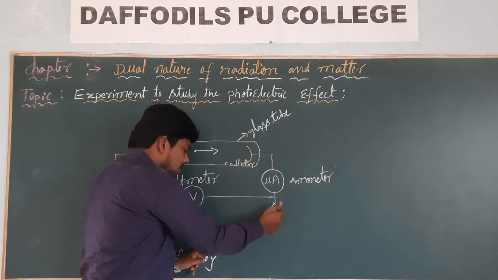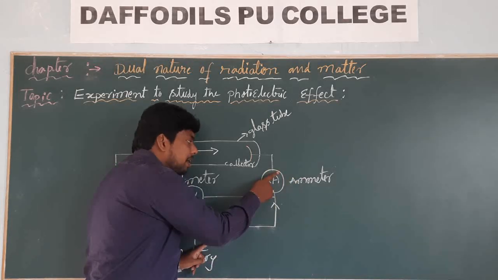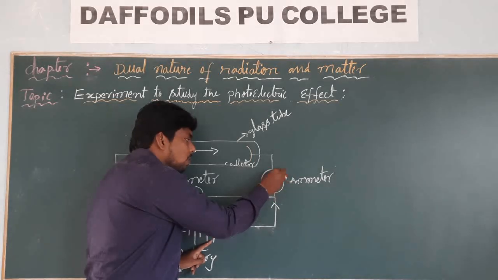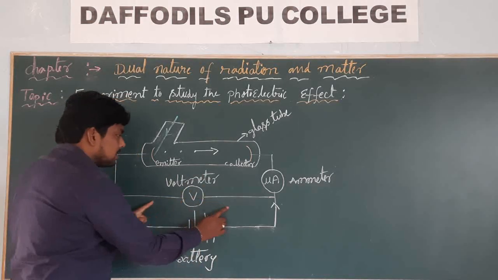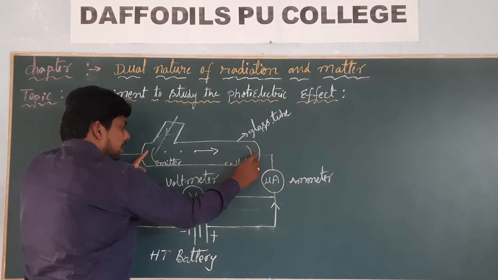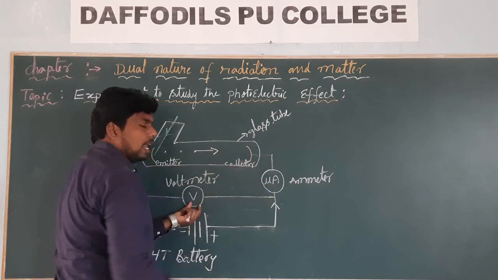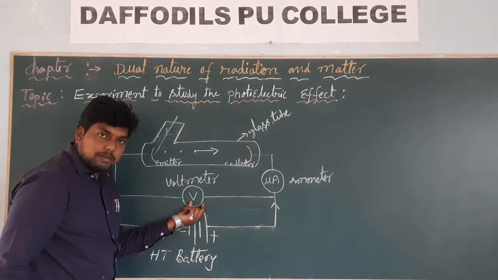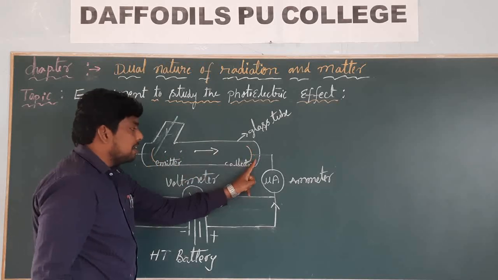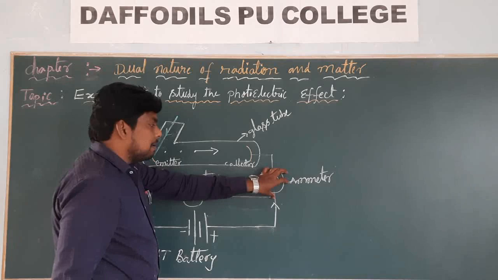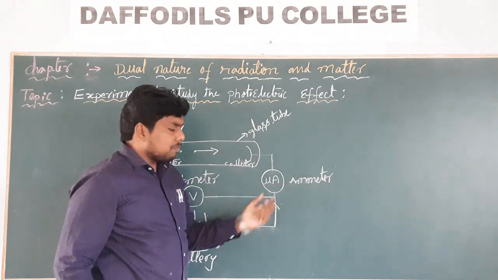While connecting the collector to the positive terminal of the battery, we have connected an ammeter, that is, a microammeter, which measures the small values of the current in the circuit. The voltmeter is connected across the emitter and the collector. It measures the potential difference created across the emitter and collector. The battery provides the potential difference and creates the electric field between the emitter and collector. The microammeter measures the electric current which flows in the circuit.